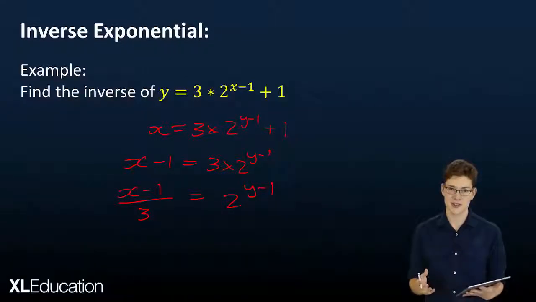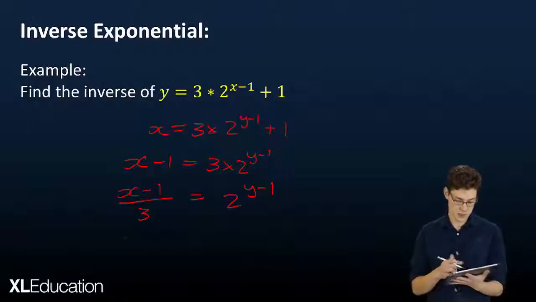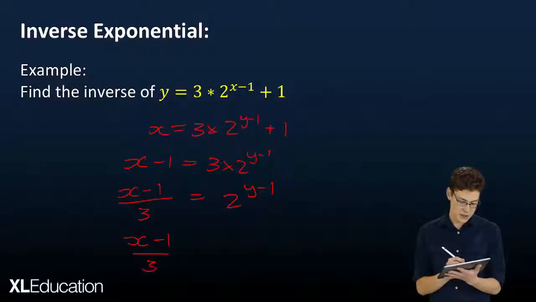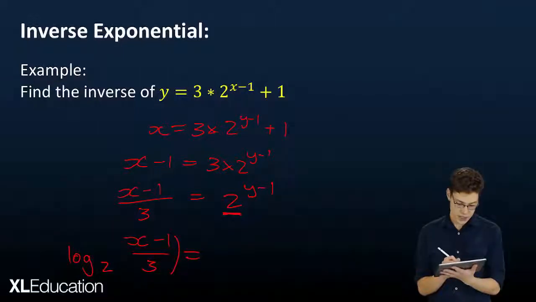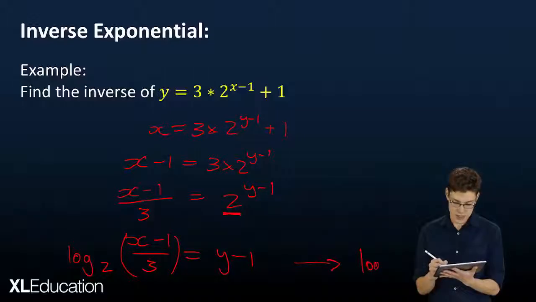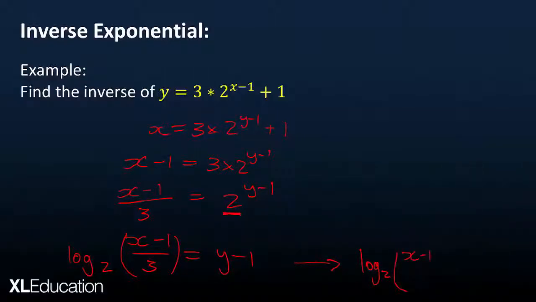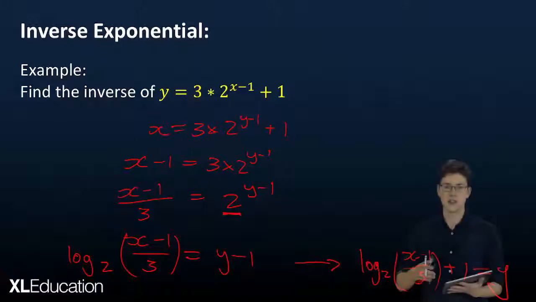And you'll remember from logarithms that we can now make y the subject of this equation by using log. So we use log base 2. That 2 comes from this 2. Log base 2 of x minus 1 over 3 is equal to y minus 1, and that means that log base 2 of x minus 1 over 3, plus 1, getting rid of that 1 with the y, is equal to y. So that's the inverse of that exponential function, and the inverse of an exponential function is always going to be a logarithmic function.